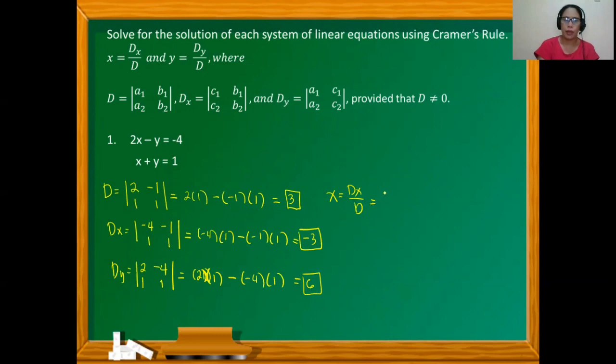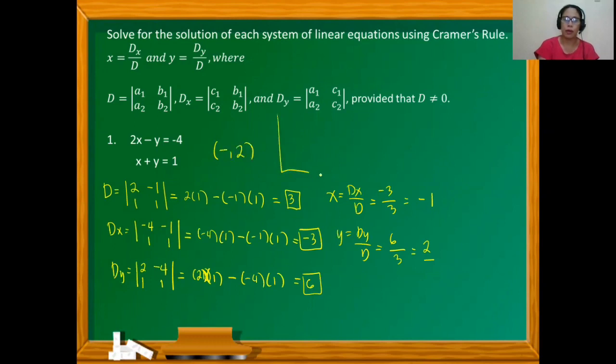So we can solve now for x, and x is D sub x all over D. So we have negative 3 all over 3. So this gives us negative 1, while our y is D sub y all over D. So our D sub y is 6 all over 3, so we have 2. So the solution for this system is at negative 1, 2.